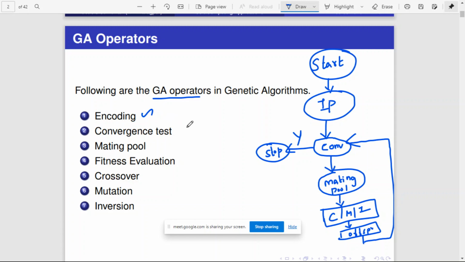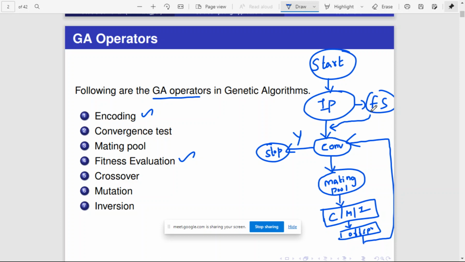And then what we have to do? We evaluate the fitness of individuals, which I will call FS. We find the fitness of every individual. That is performed by an operation called fitness evaluation. After identifying the fitness of each individual, we take the individual with the highest fitness, and then we check whether we are happy with this solution or not.